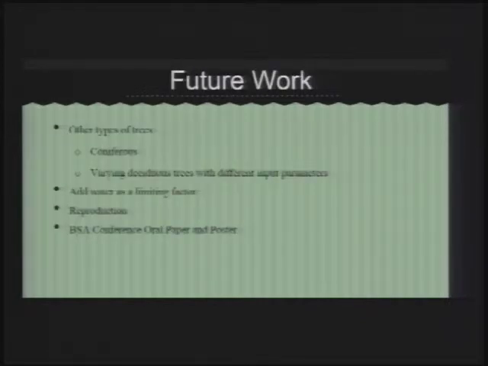So some future work we would like to do is extending our model to different types of trees. Specifically, coniferous trees would be nice to model. Adding water as a limiting factor would make it more accurate in areas that aren't plantations where water is a limiting factor. Adding reproduction would make modeling forests for hundreds of years, where reproduction starts to take a factor, more accurate. And finally, we'll be presenting this work at the Botanical Society of America conference, where we will be presenting an oral paper and poster.